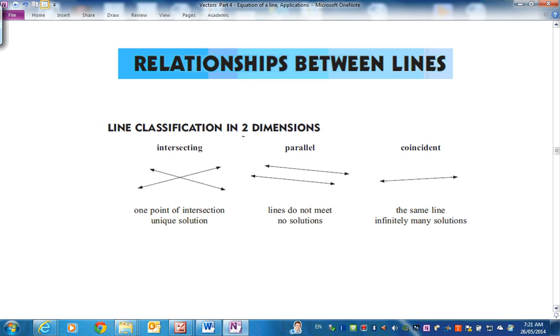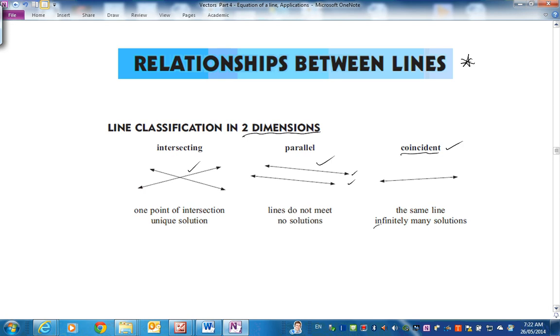Okay, let's do 2 dimensions. What can the relationship between lines be in 2 dimensions? Well, they could be intersecting, they could be parallel, or they could be coincident. In other words, they would have the same direction vector, but instead of being parallel, find a point on one, sub it into the other equation, it will satisfy that as well. In other words, the 2 lines lie on top of each other, coincident, coincide at all points, if you like.